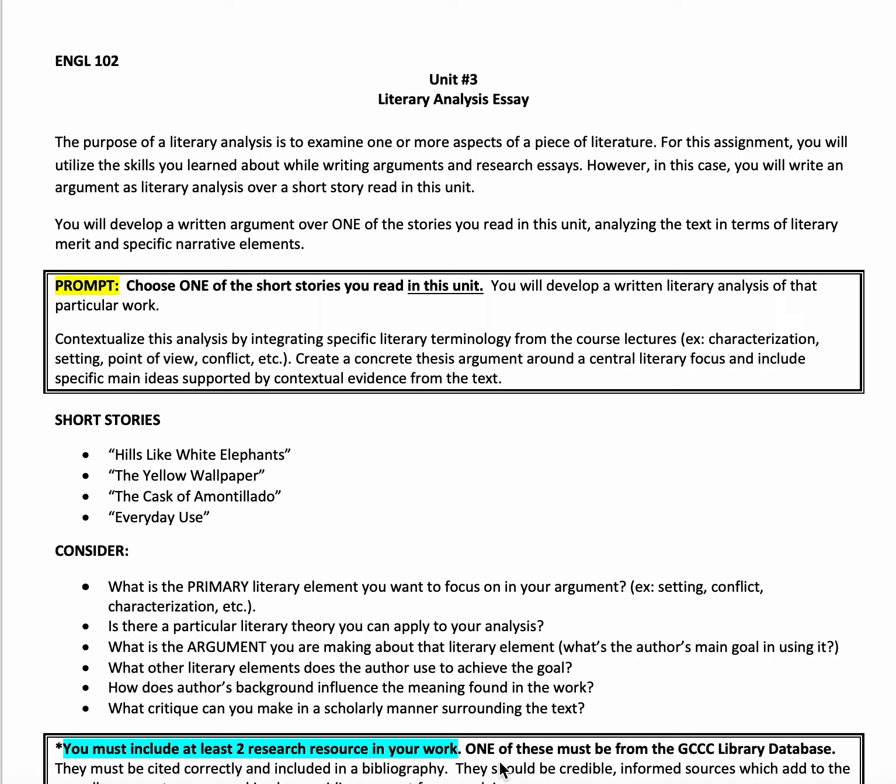So again, this must be one of the short stories read in this unit. Please do not submit an essay about a different short story from the same author. It will not get graded. So please just make sure you are adhering to that requirement.